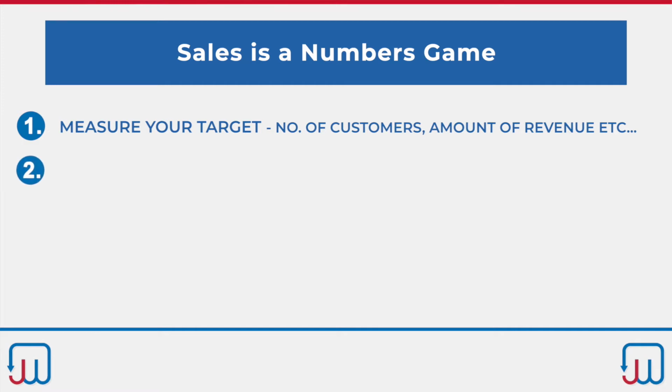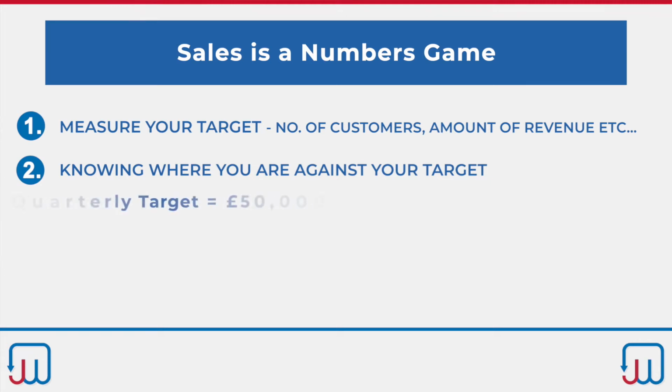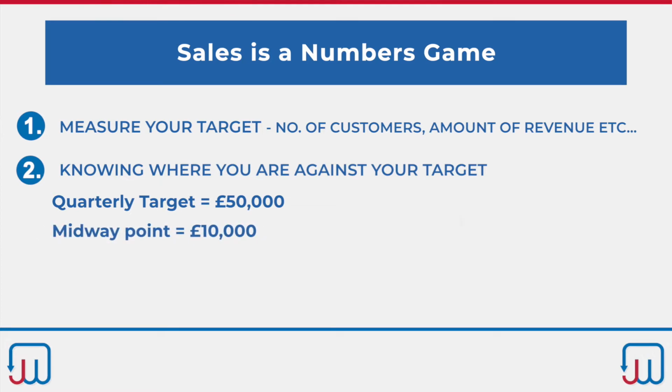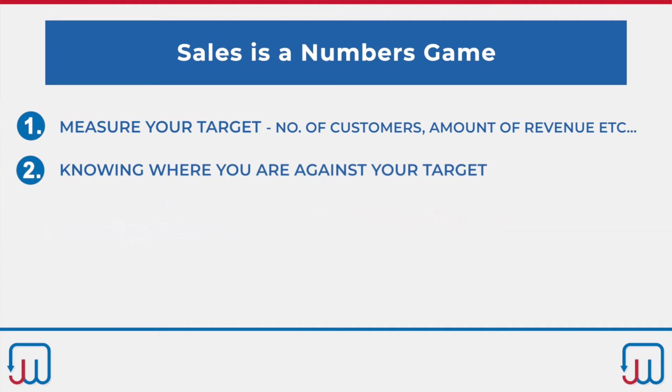The second thing is this: know where you are against that target. If you've set a quarterly target, for example, of let's say £50,000, and in the middle of February, which is maybe the midway point through the quarter if it started in January, you're at £10,000, you know that you're only at 20% of your target. Knowing that figure, and knowing what you've got in place at the moment to get to the target itself, is really important, and we should measure and know that number.